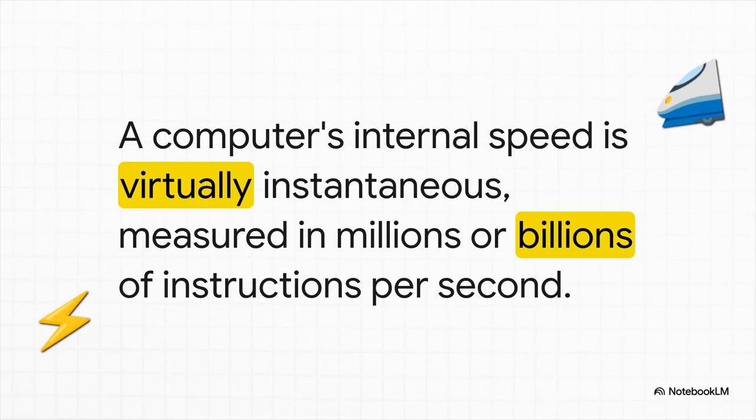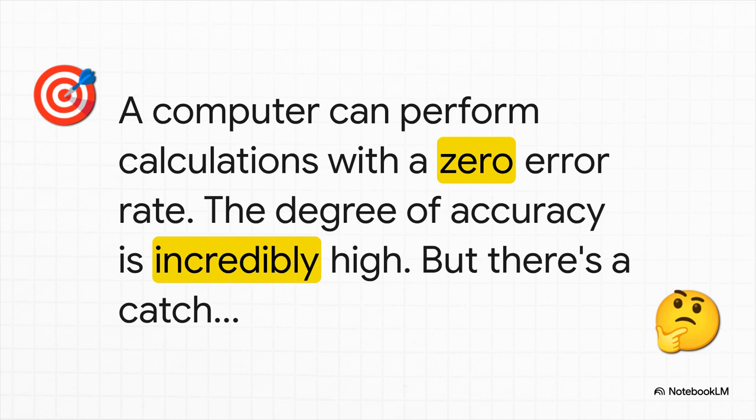Because these things operate at the speed of electricity, their internal operations are, for you and me, basically instantaneous. We are talking about millions and now even billions of instructions every single second. And that incredible speed is matched by almost perfect accuracy. A computer can do the exact same calculation millions of times with zero mistakes. But that mechanical perfection comes with a huge, huge catch.